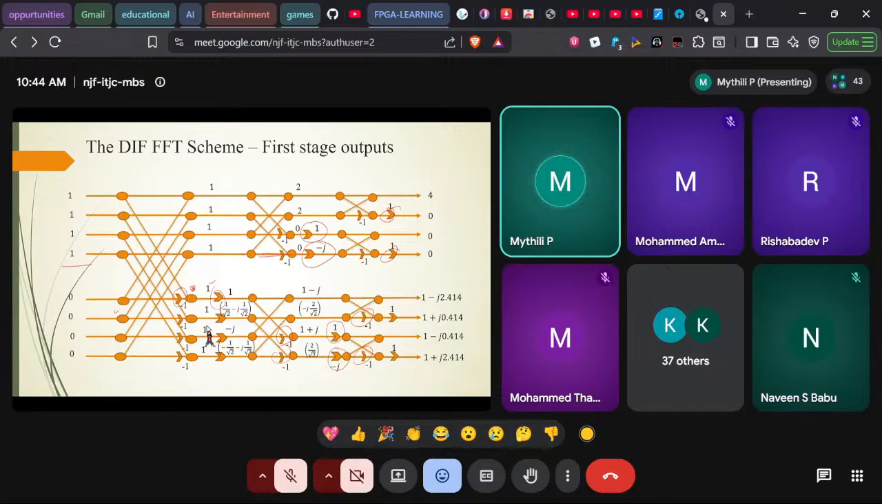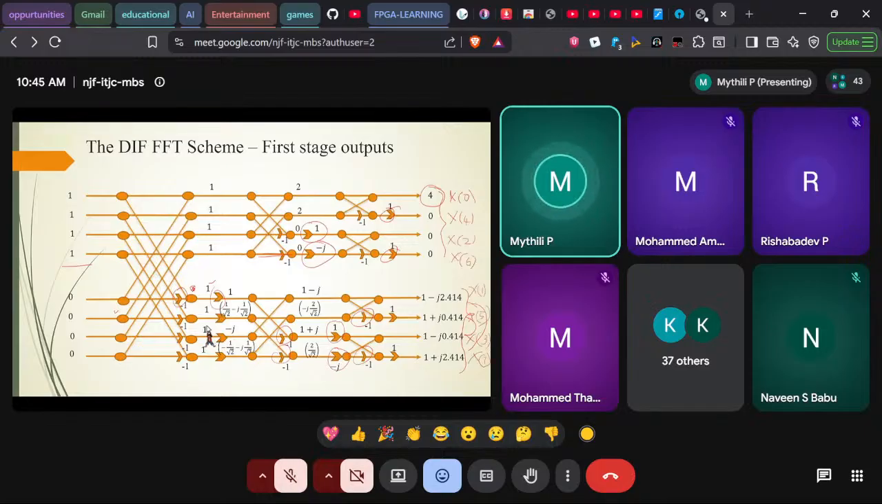And here, if you see, the spectrum is coming in a different way. The samples of the spectrum are appearing in a different way, but the conjugate symmetry will be there. This is the DC component, and this is actually x of 0, this x of 4, x of 2, x of 6. Same way, this is x of 1, x of 5, x of 3, x of 7.